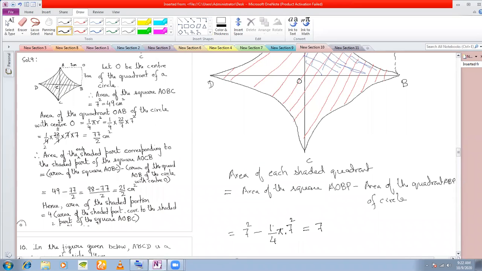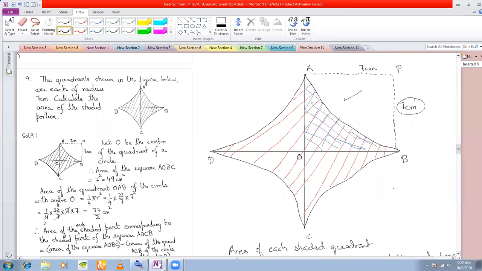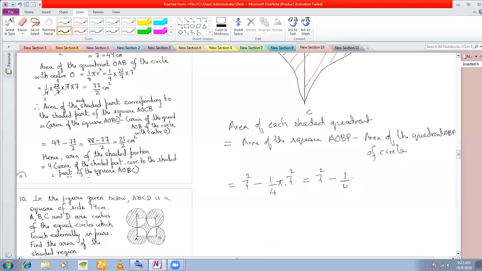So this is 7 square minus the value of pi. How much have they asked to take? They have not specified. So let us take 22 by 7. 1/4 into 22 by 7 into 7 into 7. So these two cancel off. So you get 49 minus, and 4 and 2 will also be cancelled, yes, you can cancel this also.